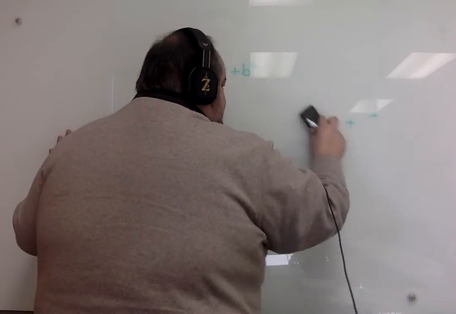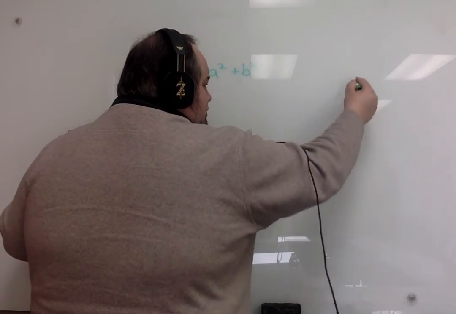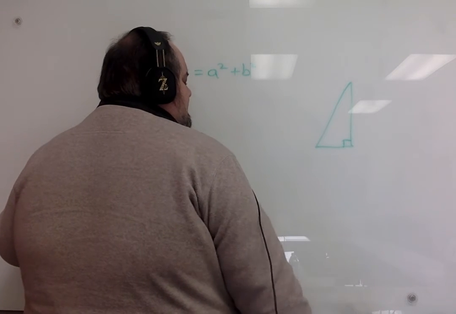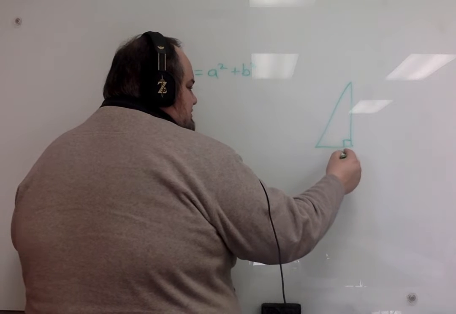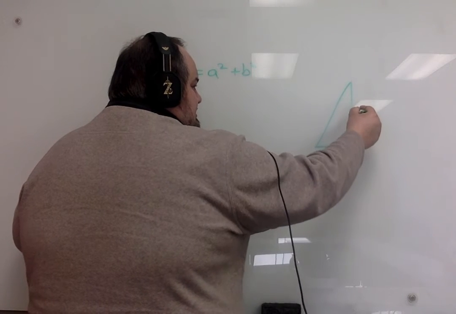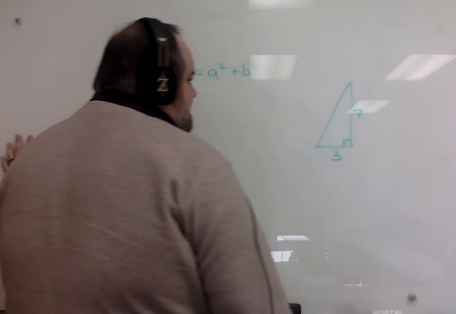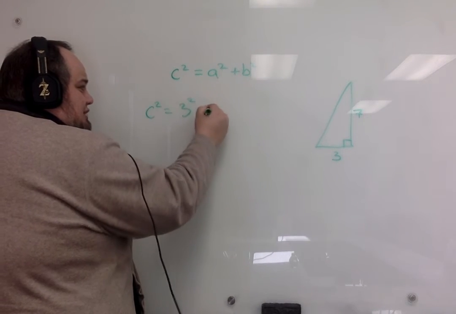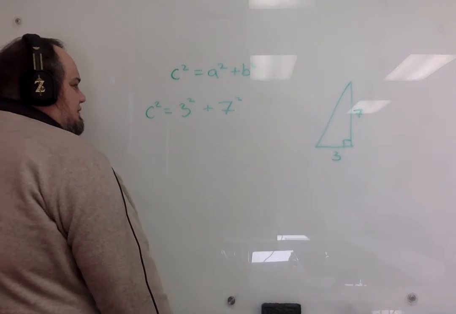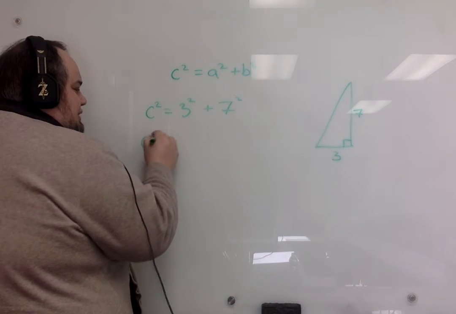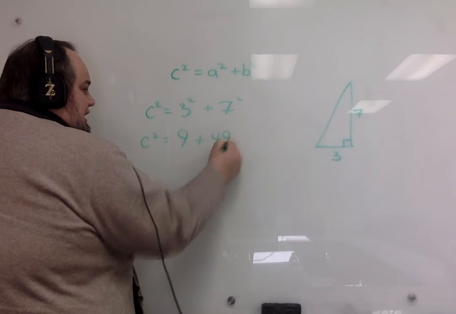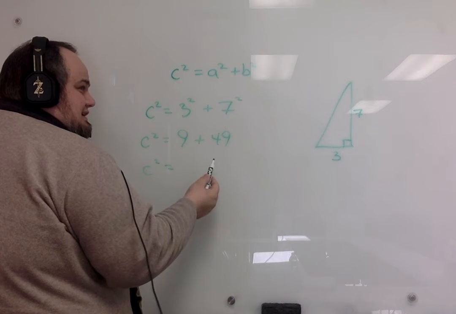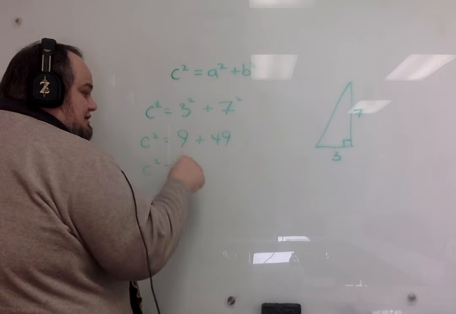So let's say we have a triangle here. And remember, this only works for right triangles because right triangles are the only ones with a hypotenuse. So here, let's say that this one is 3 and this one is 7. And we're trying to find the hypotenuse again. So c squared equals 3 squared plus 7 squared. So we would have c squared equals 9 plus 49. Let's see, that would be 58.